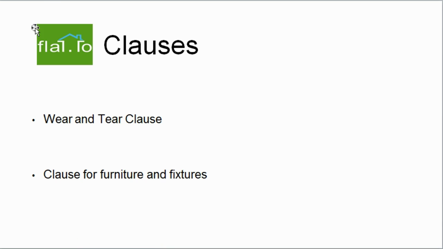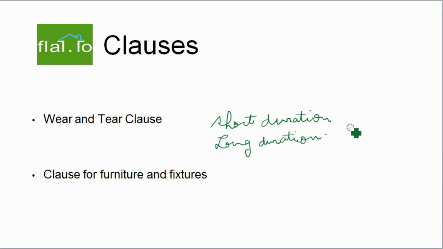Next is the wear and tear clause. For a short duration, this can be overlooked. Short duration meaning a couple of months or so. But for a long duration, the landlord may ask you for the wear and tear charges. So you should mention in the agreement how much you are willing to pay against these wear and tear charges.